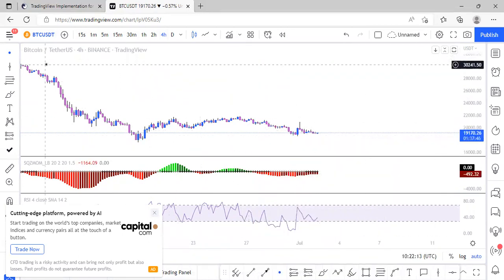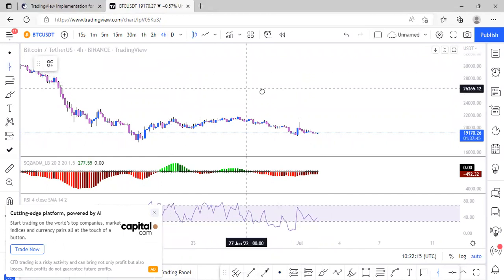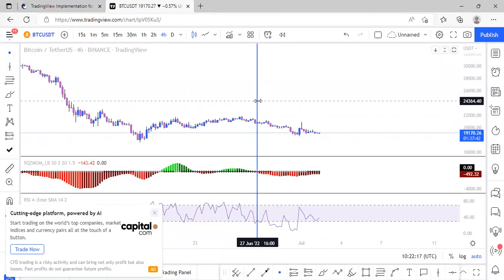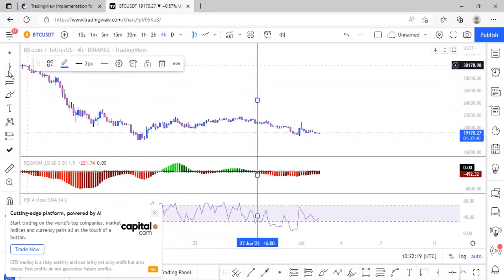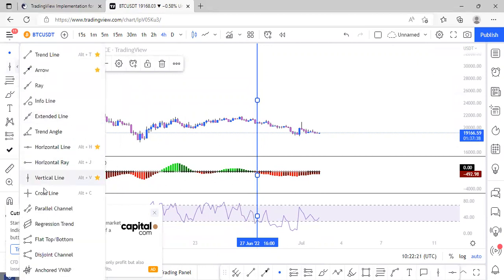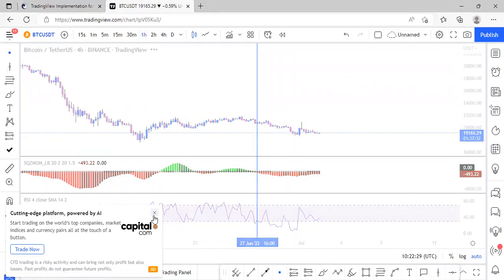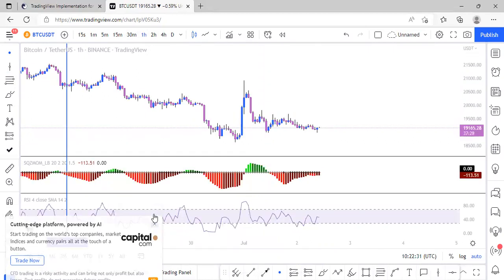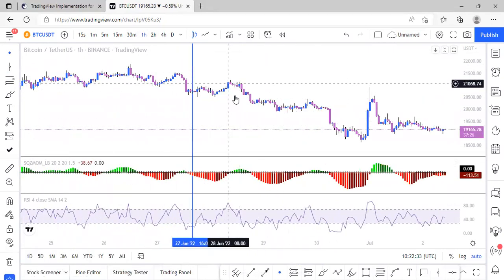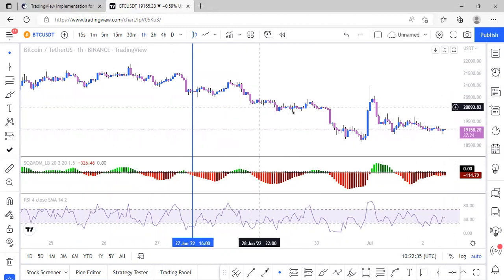All right, so first things first, I said put your crosshair. You can come here, click here, and then come to the vertical line over here. All right, so now go to H1. Now take a look at this. I'm going to start with the simple entry model.